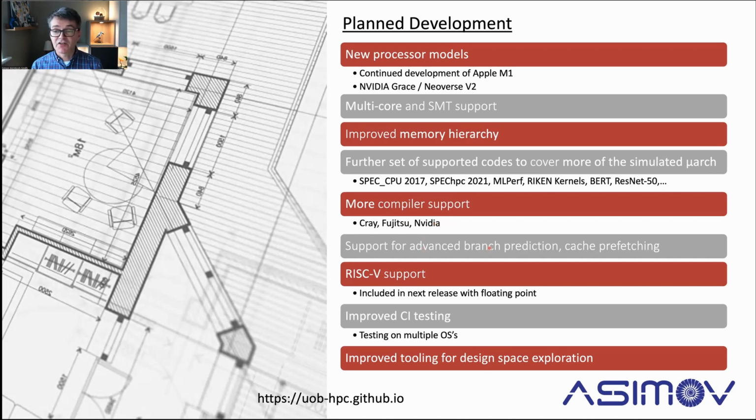Planning on looking at some advanced branch prediction that we want to add, and cache prefetching. The RISC-V support is new. That is in the latest release, but we're adding floating point support. That's still to come. We want to test this running on lots of different operating systems. We've tried quite a few, but we want to make that much more robust. And there's all sorts of tooling. We want to make it easy for people to do this automatic design space exploration, including us, because this is what we want to spend our time doing.